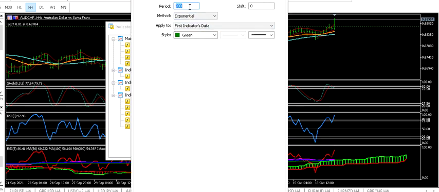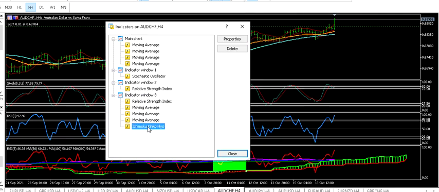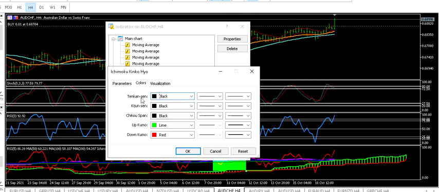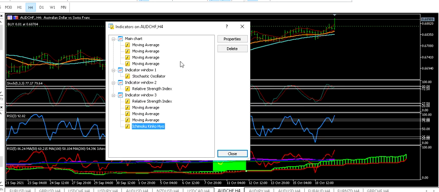The next moving average has period 200. The method is exponential, applied to first indicator's data, and the color is green. The last indicator is Ichimoku. Tenkan-sen is 9, Kijun-sen is 26, Senkou is 52. For the colors, Tenkan is black, Kijun black, Chikou black, up Kumo gray lime, and down Kumo red. So that's that for the indicators.